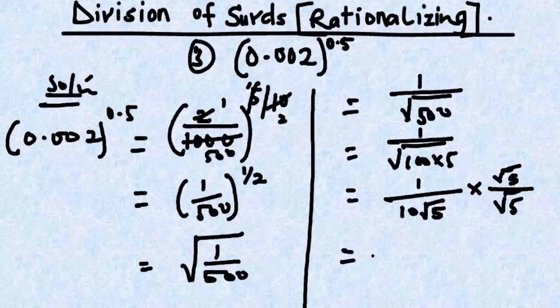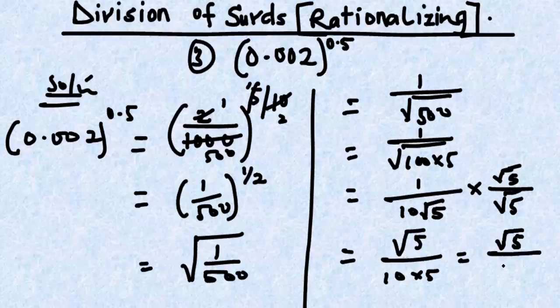Okay, so here we go. We have 1 times root 5 gives us root 5 on 10 multiplied by root 5 times root 5 gives us 5. So here we go, we have root 5 on 50. Okay, good.